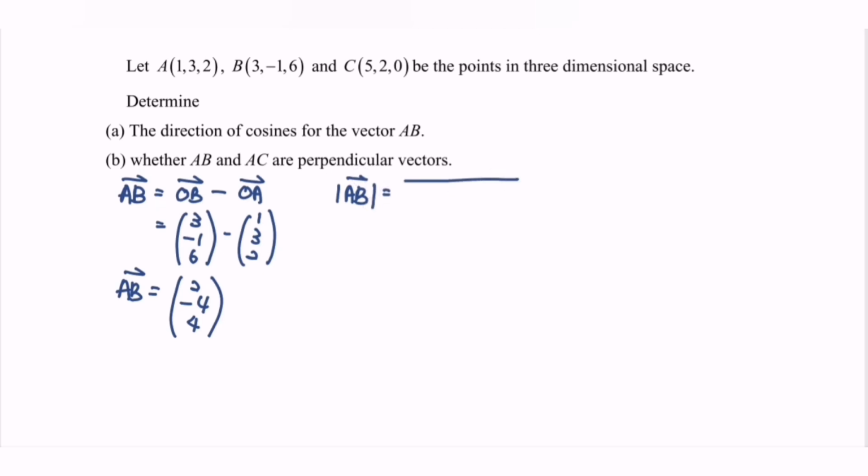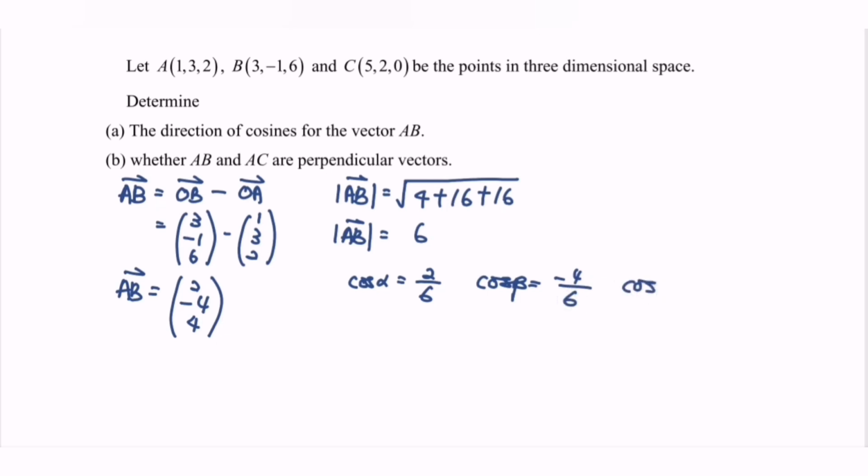which is the square root of x squared, where we have 4, plus y squared, where we have 16, plus z squared, where we have 16 as well. So the modulus of vector AB is equal to 6. Kindly substitute into the direction cosines for the vector AB. So cos alpha is equal to 2 over 6, followed by cos beta is equal to -4 over 6, and cos gamma is equal to 4 over 6.